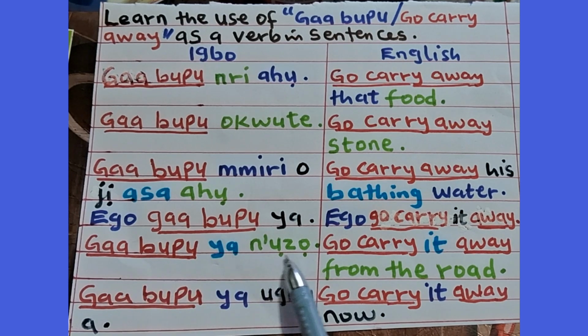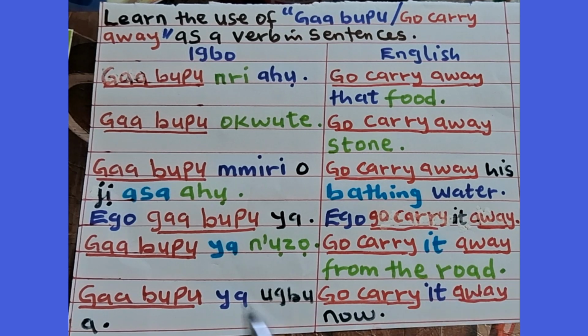Gaa bupu ya n'ụzọ, meaning go carry it away from the road. Gaa bupu ya ugbua, meaning go carry it away now.